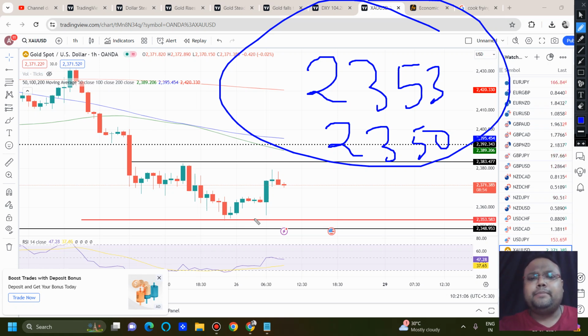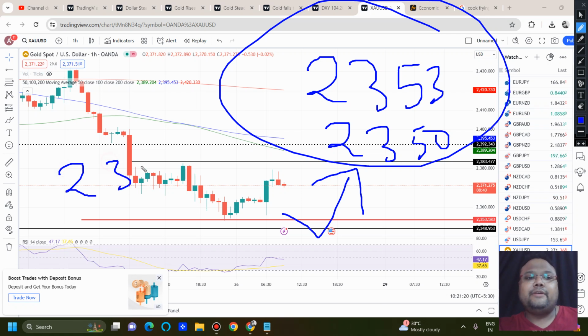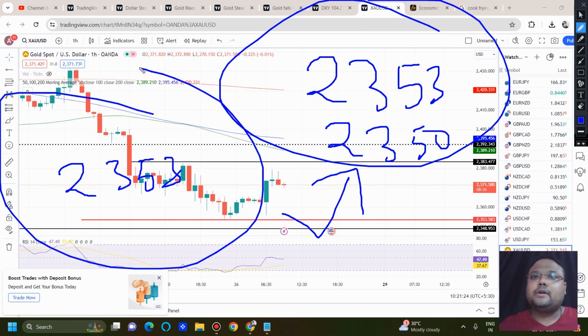Do not expect a complete trend reversal before news. That is not going to happen. But at least as a day trader, we can expect a bounce around this area. After news, if gold starts falling, then we can look for a sell below 2353. Now see, all the levels will not work at the time of news, but we can look for a sell below 2353 after news as well.